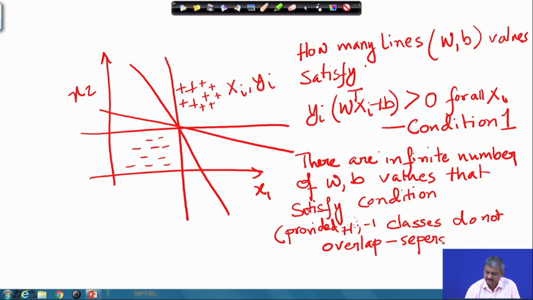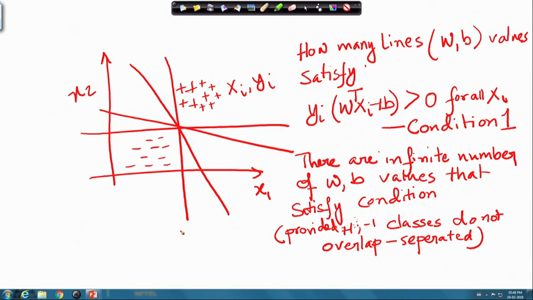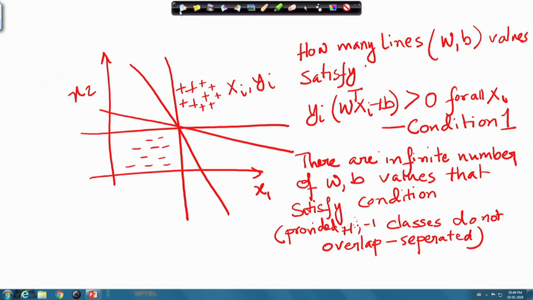If they are separated, I can actually have an infinite number of lines which satisfy this. So, what I want to do is to pick one of these infinite lines which I consider as good. Let us see how I pick one among these infinite lines.